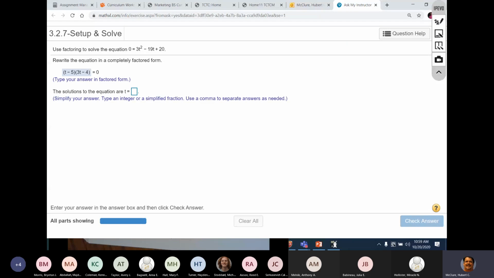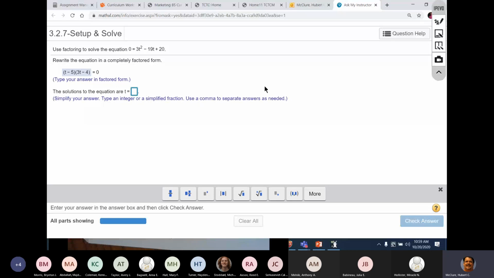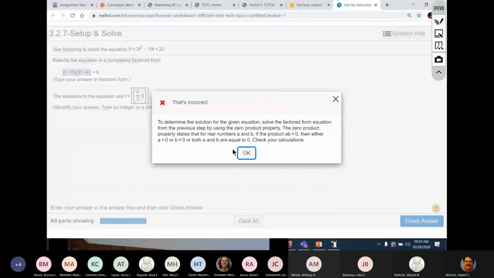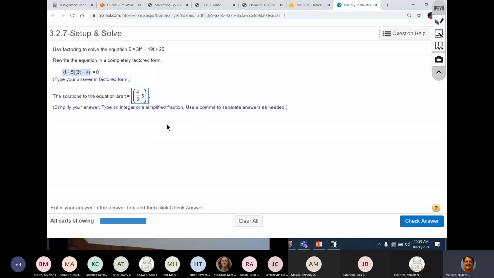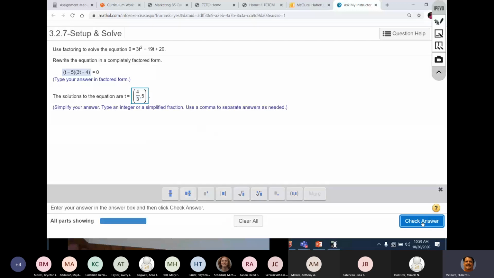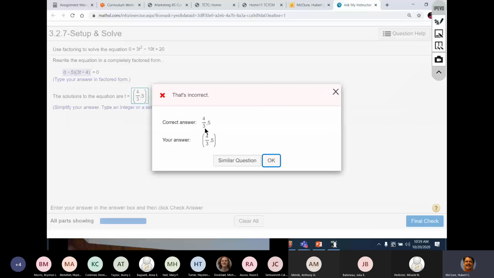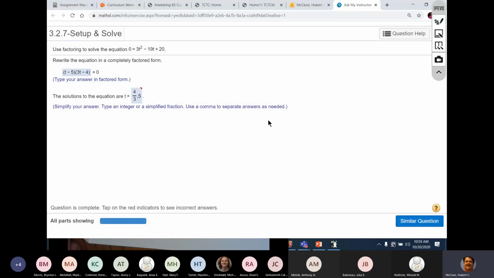4/3, comma. Oh, come on. Parentheses, 4/3, comma, 5. And they probably don't want the parentheses, so I'm just going to hit check answer. Yeah, they don't want the parentheses. When you put the parentheses, they don't want it. When you don't put the parentheses, they want it. So, whatever.